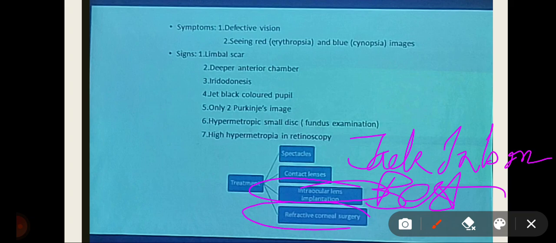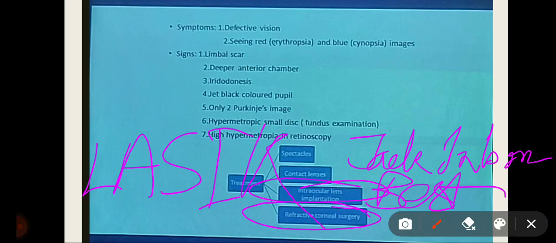Now the refractive corneal surgery. This refractive corneal surgery, hyperopic LASIK, may be tried in case a secondary intraocular lens cannot be implanted. So what is the full form of LASIK, guys? LASIK means laser assisted in situ keratomileusis.